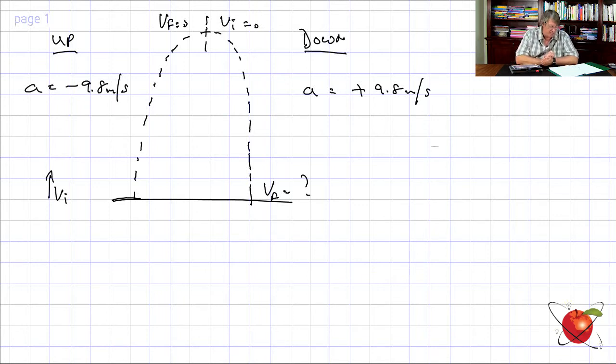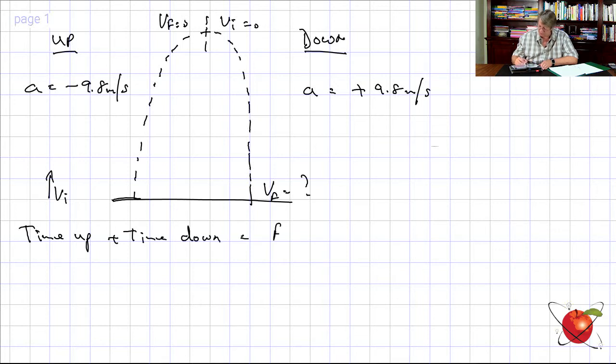So, we've said, draw it, split it into up and down, two separate pieces, and now we use Newton's laws of motion. Remember, just one last thing: time up plus time down is equal to flight time.